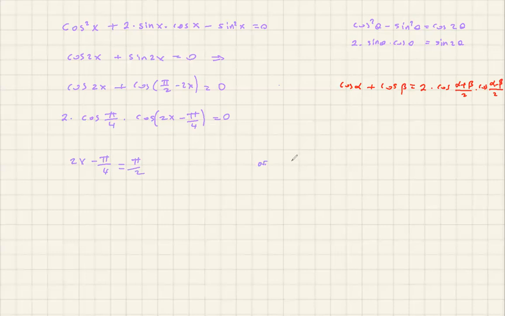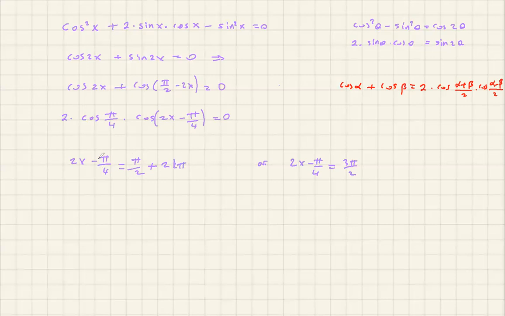or 2x minus pi over 4 is equal to 3 pi over 2. But if I just leave it this way, there's something missing, and I miss some of the solutions if I don't complete my solution. What I mean by that is I need to add any multiple of the period of the function. Since this is a cosine, any multiple of 2 pi could be added to this number to get the same result, which is 2k pi.